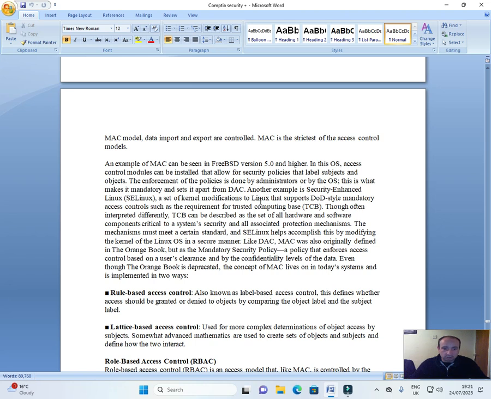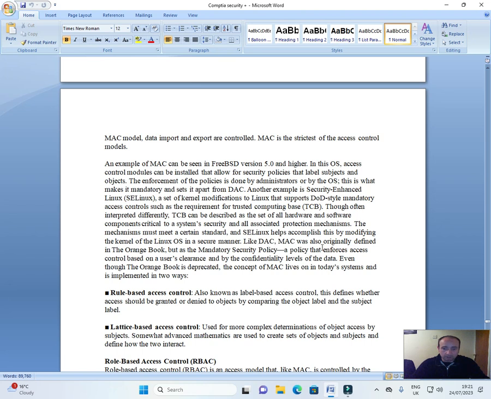Another example is Security Enhanced Linux, SE Linux, a set of kernel modifications to Linux that supports DoD-style mandatory access controls, such as the requirement for Trusted Computing Base, TCB. Though often interpreted differently, TCB can be described as a set of all hardware and software components critical to a system's security and all associated protection mechanisms. The mechanisms must meet a certain standard, and SE Linux helps accomplish this by modifying the kernel of the Linux OS in a secure manner.